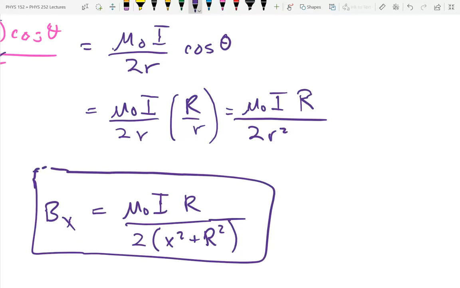Now, this is a general equation for the circle, right? As long as you're on that axis. If you went off the axis, the problem would be much harder, wouldn't it? Right? We went with an easy problem here. We're starting out. What was the equation I gave you in class yesterday for a loop of current?